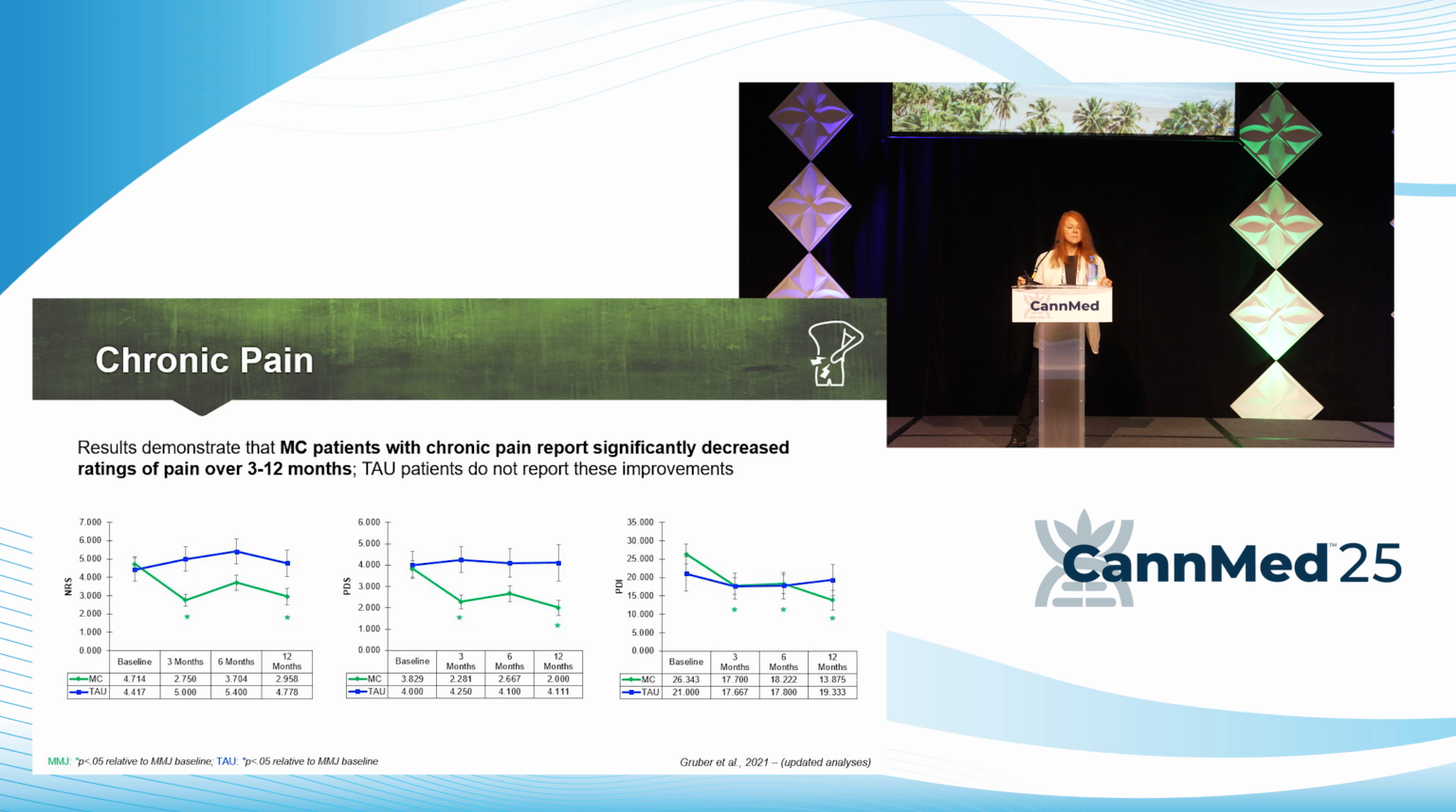What do we see? Not surprisingly, results suggest that our medical cannabis patients report decreases in ratings of pain over 3 to 12 months. Again, the treatment as usual patients are not showing the same pattern. Again, this numerical rating scale on the left, the pain distress scale in the middle, and the pain disability index on the right, you see these reductions.